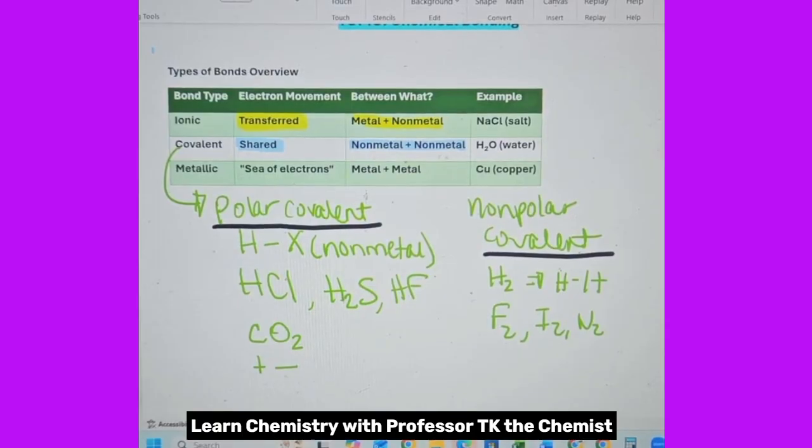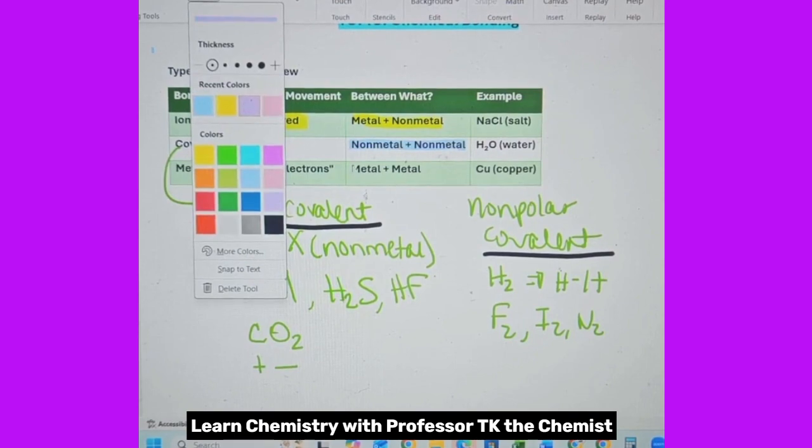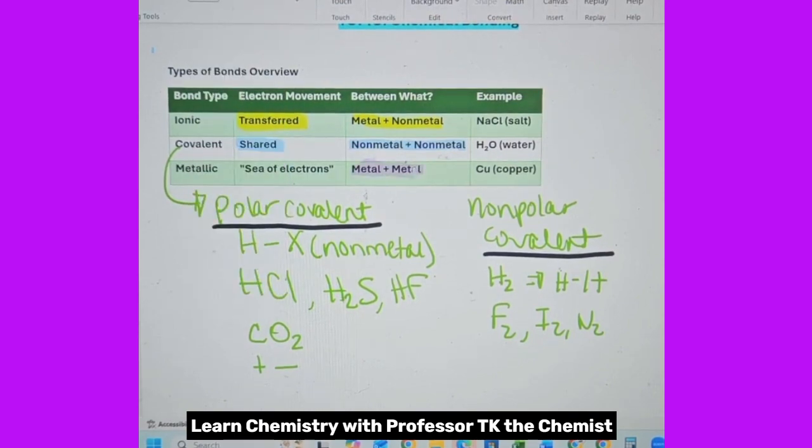And then the last category are your metallic bonds. Now that one is easy. It's just metal plus metal. All right. So if I get sodium mixed with magnesium, okay, that's just a metallic bond. And with the electron movement, they are generally delocalized. That means it's just an abundant supply of electrons running rampant, okay, running rampant.